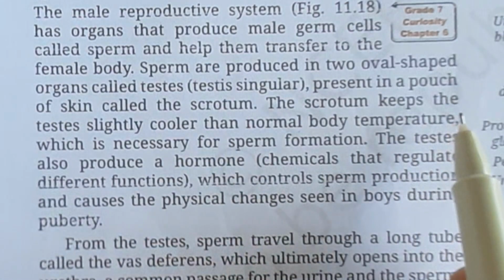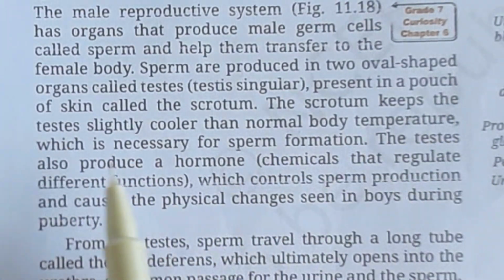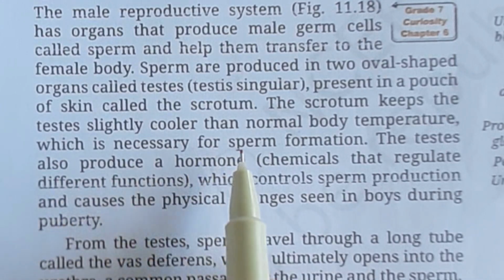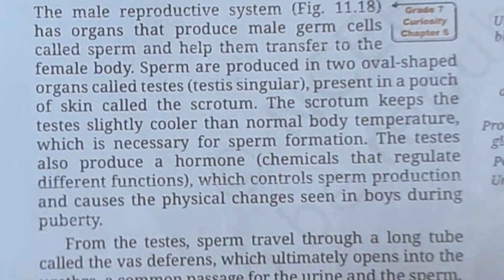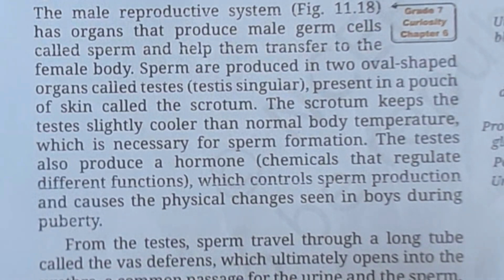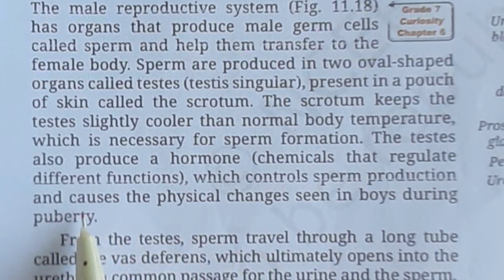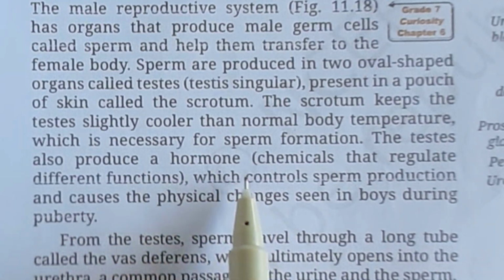Scrotum is a pouch of skin, and the main function of the scrotum is to keep the testes slightly cooler than the normal body temperature. The scrotum is outside the body. It maintains a temperature 2 to 3 degrees lower than the body temperature to maintain the development of sperms. Testis also produces hormones called testosterone.